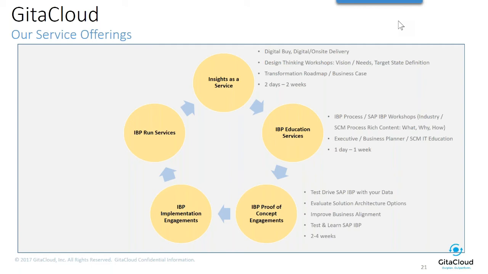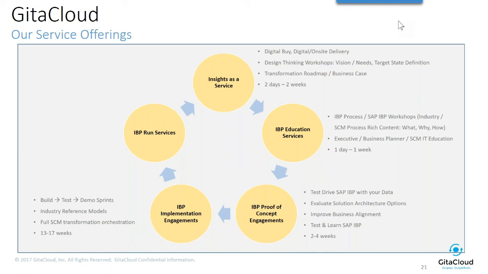We can also help with proof of concept engagement. If you're looking to test drive IBP with your data, we have industry-specific reference models, so we can bring in a Kickstarter template that you can fill data into and quickly see how your industry-specific challenges are resolved with IBP. We can also model anything specific to your organization. This can be done quickly in 2 to 4 weeks.